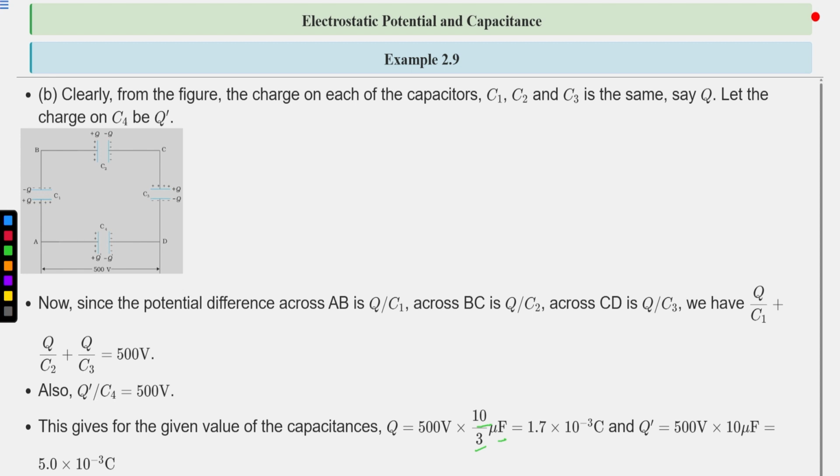And the other thing, 500 volt. So the charge Q, we have taken common, so this equivalent capacitance will go to the right-hand side and multiply with 500 volt. So the charge on these three capacitors will become 1.7 into 10 to the power minus 3 coulomb. And Q dash will become 500 volt into C4. C4 here is 10 microfarad, so it equals 5 into 10 to the power minus 3 coulomb. So the charge on all the capacitors is known now.